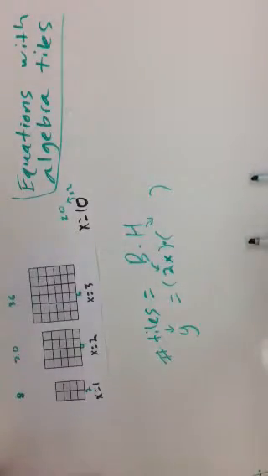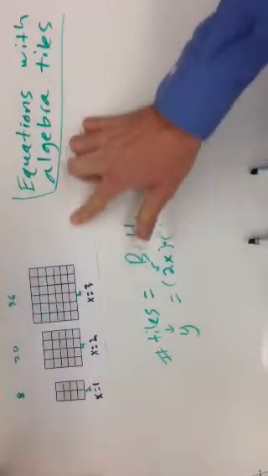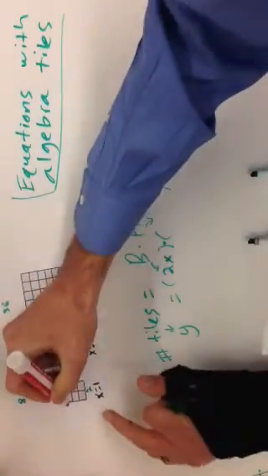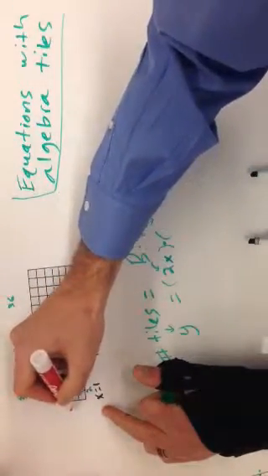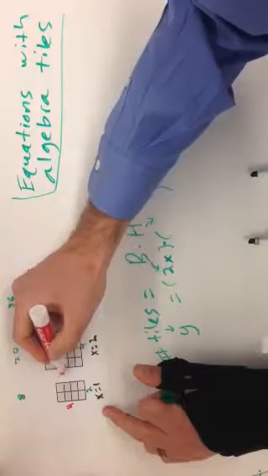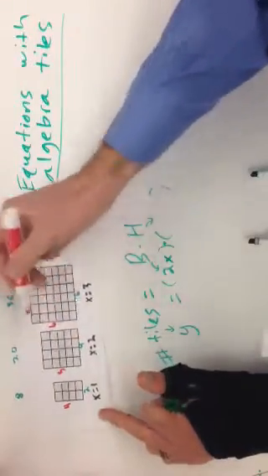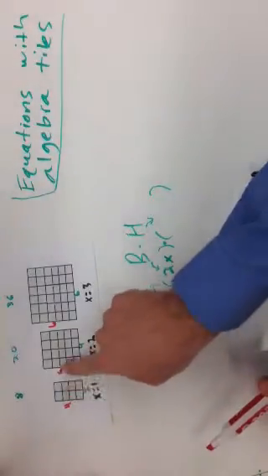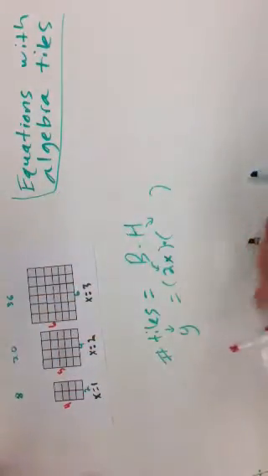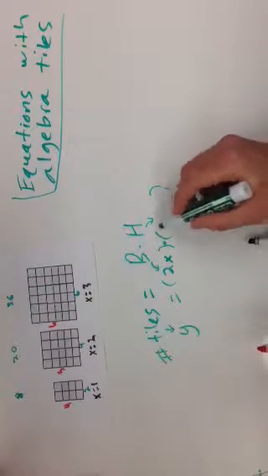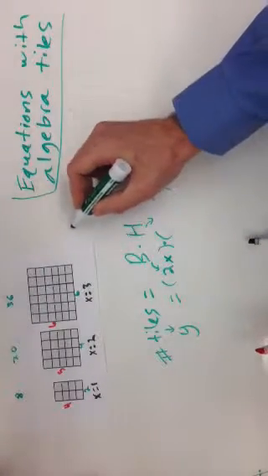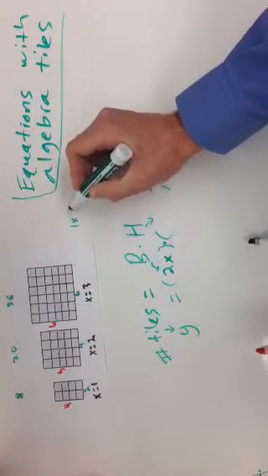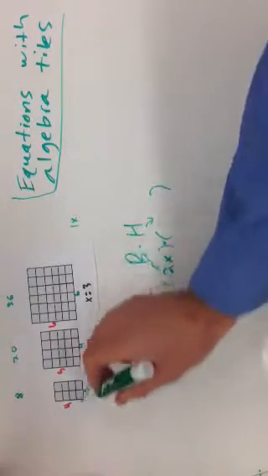Now what I want to figure out is how I can write the heights. Well, this has a height of 4, this has a height of 5, and this has a height of 6. So I can see that this is growing by 1 each time. And if it's growing by 1, I know it's going to be something like 1x, because that'll be how it's changing.